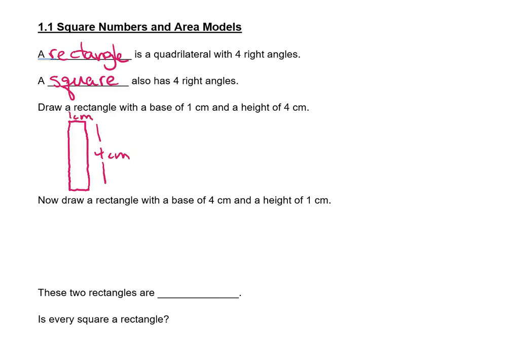And now we're going to draw a rectangle with a base of 4 centimeters and a height of 1 centimeter. Kind of looks like a Tetris cube. And if we look, really these are exactly the same thing, just rotated, just like you would if you were playing Tetris. And these two rectangles are congruent.